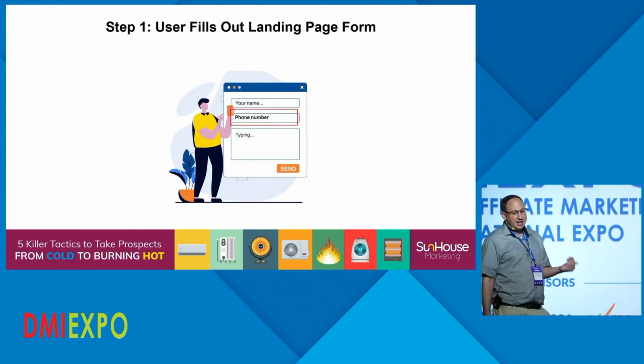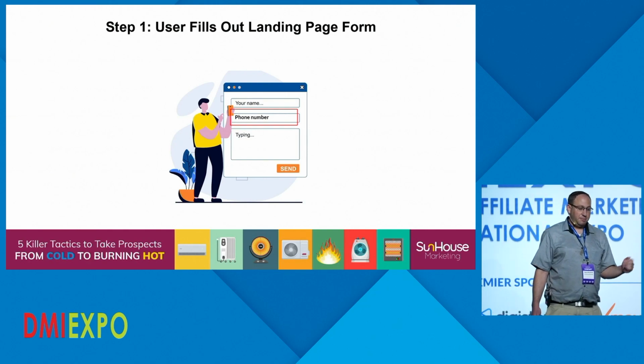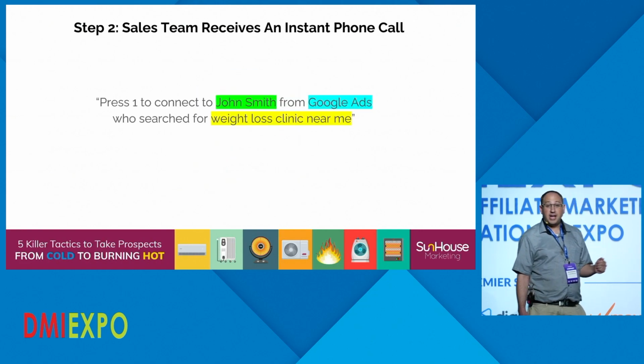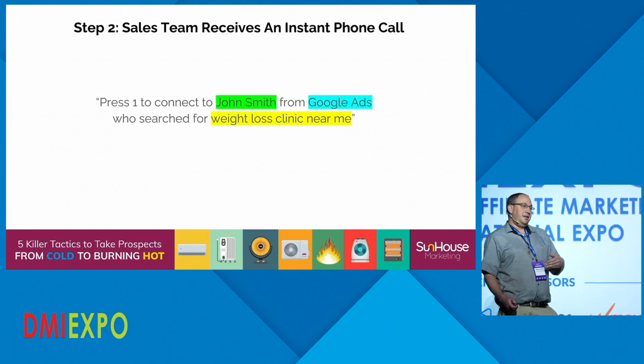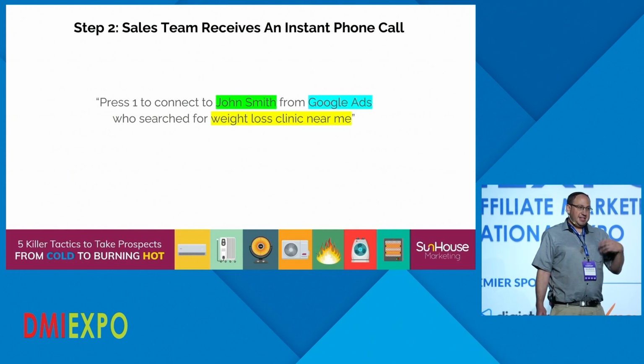First, a user is going to fill out a form on your landing page. Very simple. They put in their name, they put in their phone number. Okay, now here's what's different. Without this, all that really happens is an email goes out. But with the tool, I'm going to say Callingly, this is the one I use most often, the sales team, and by sales team I mean whoever's fielding the calls, is going to immediately receive a phone call.